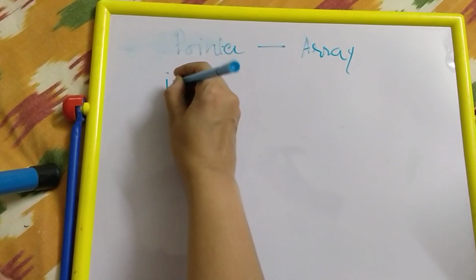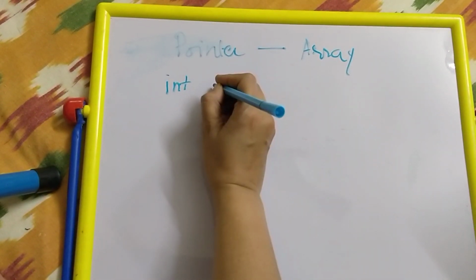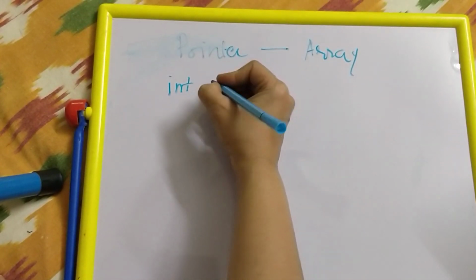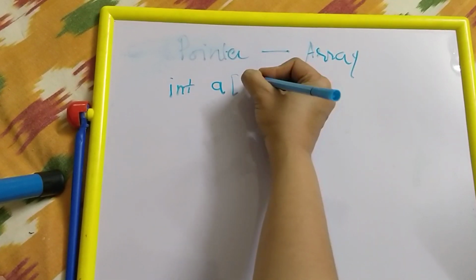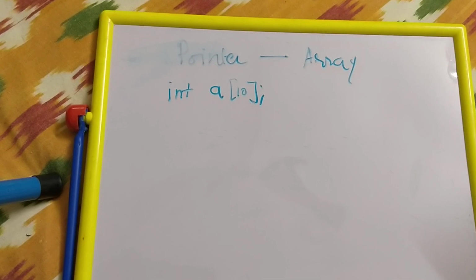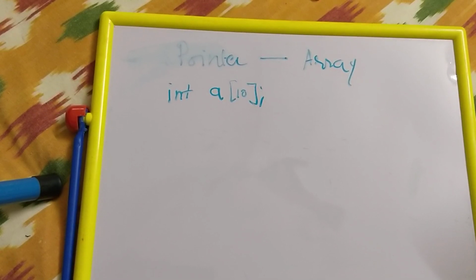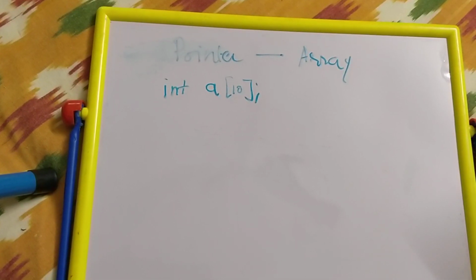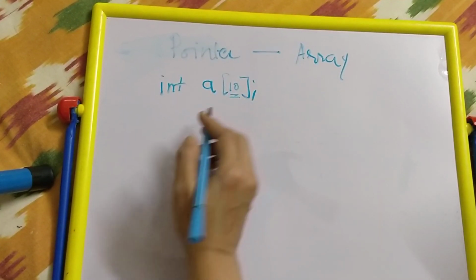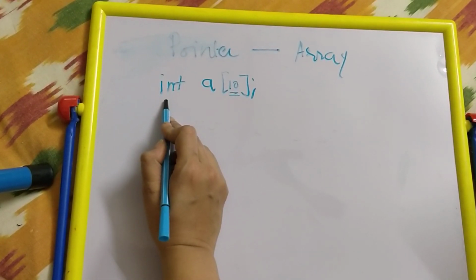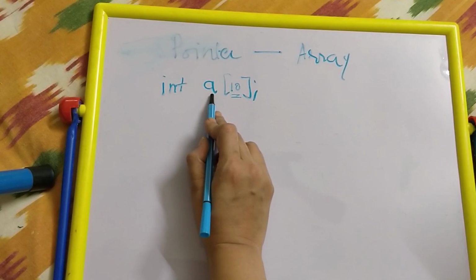Just to revise array quickly, an array is a collection of same data type elements which is declared using square brackets and size specified inside that square bracket. While doing so, you tell the compiler to reserve memory for 10 consecutive integers and the collection is named as A.